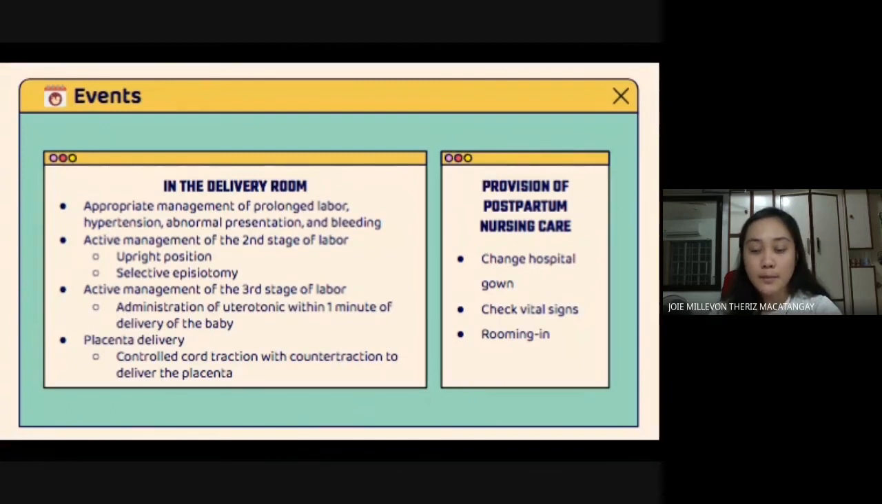We remind the importance of breastfeeding and ambulation kasi po early ambulation means early recovery, and we will also educate them all about newborn care. And for the last topic, which is EINC or Essential Intrapartum Newborn Care, will be discussed by student nurse Chrystan. Thank you po.